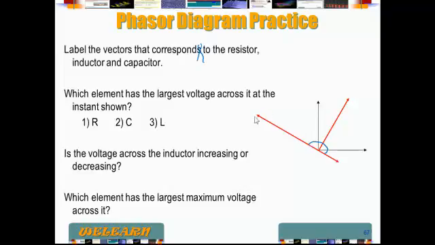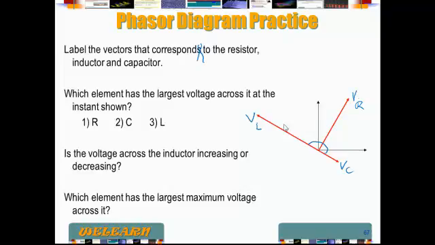And the one ahead is this one. So this is going to be my VL, and this is going to be my VC, and the one in between, my VR. Remember, these arrows represent the maximum values.